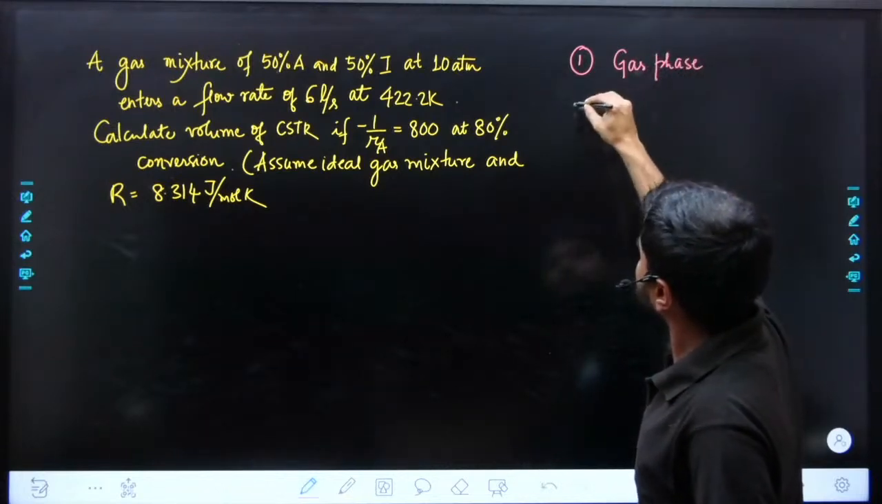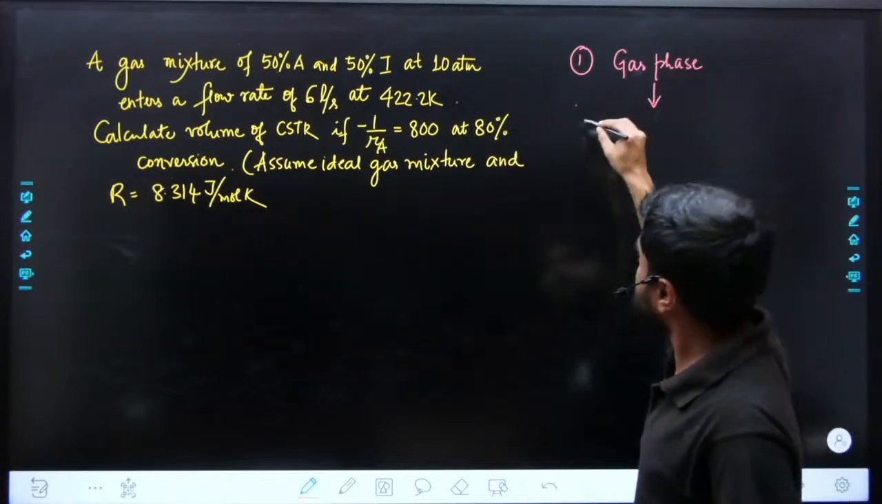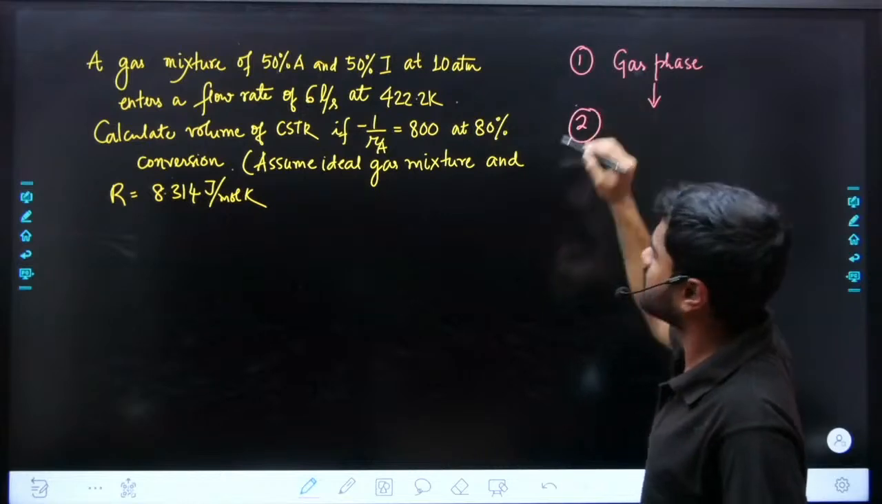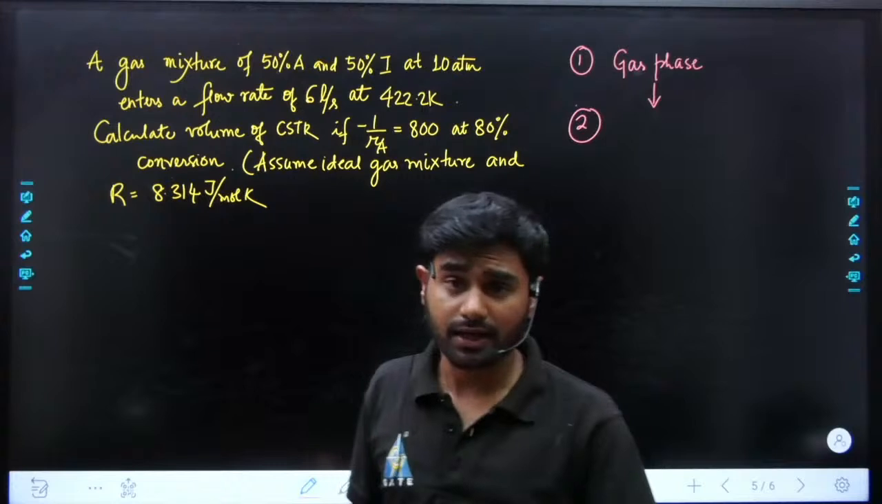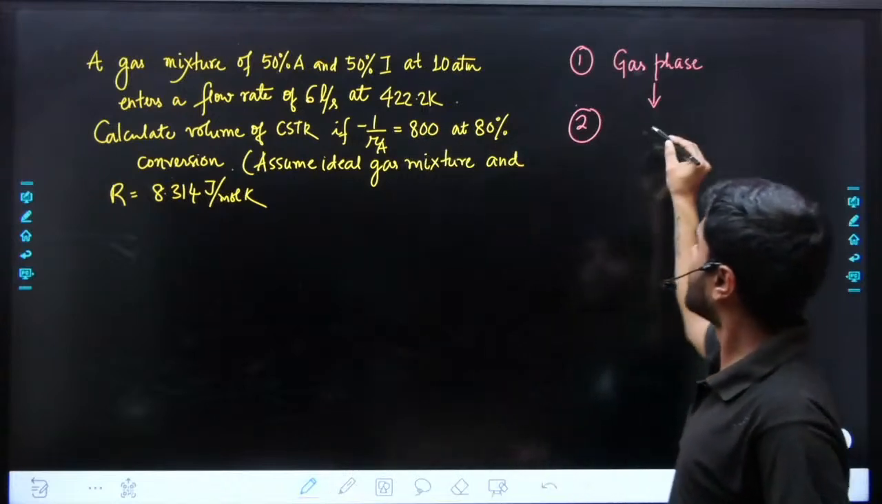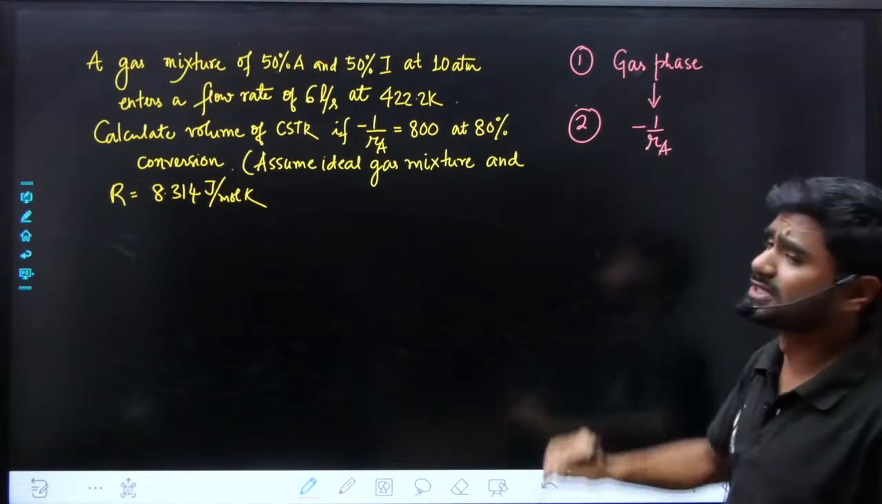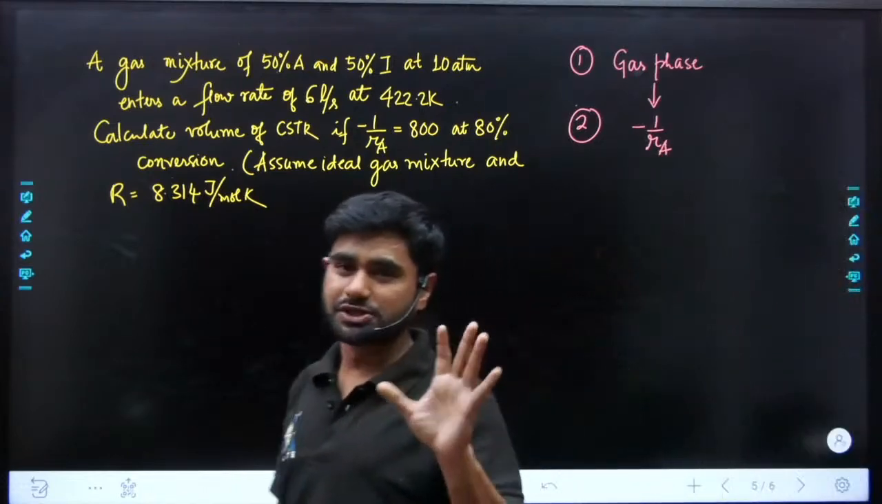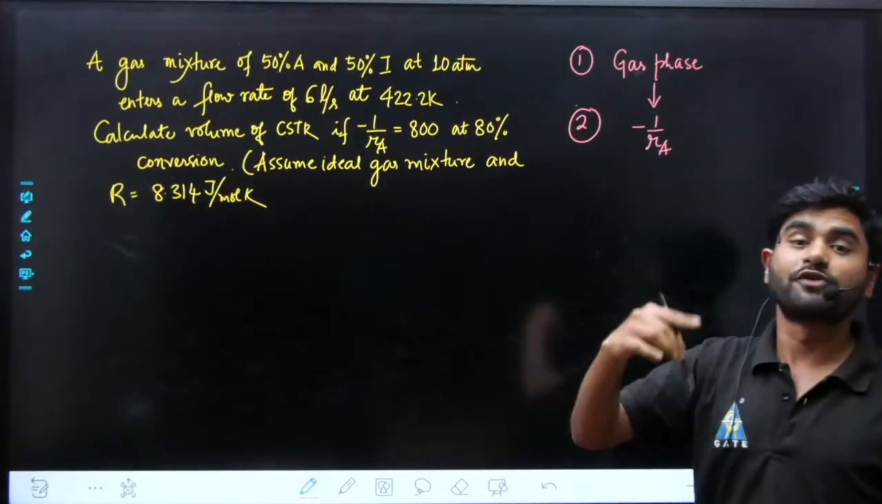Then second, just put an arrow mark and write the second part, which is your reaction rate. The reaction rate has been given as minus 1 by Ra, so minus 1 by Ra has to be written here. I'm just writing whatever is mentioned in the question. So the next part is your performance equation.